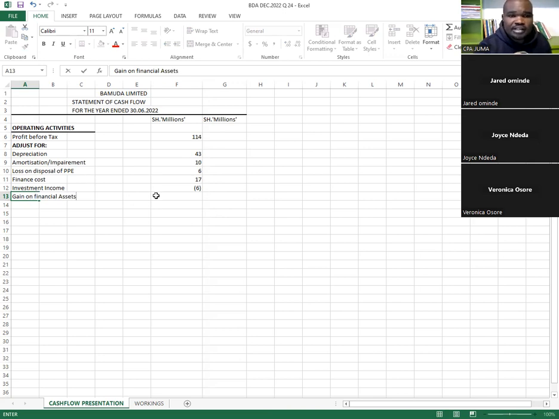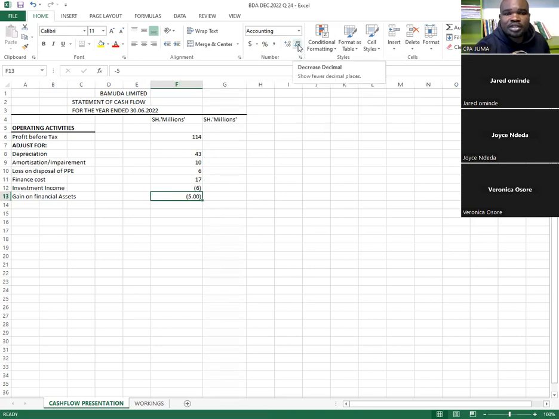Gain on financial assets. This one also will be less, 5. So that one also you have to subtract it off. So you can leave this negative the way it is like that. There is no problem. Or if you want to get it bracketed, you just bring this comma here. Then because we are not having the zeros, we can reduce them like that. So as far as we are concerned, we are done with all the adjustments.